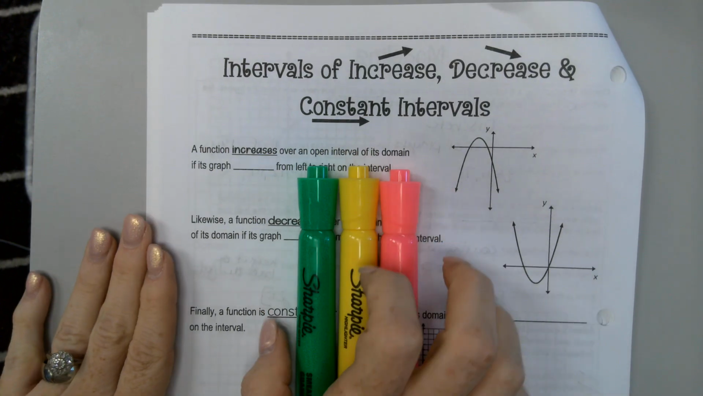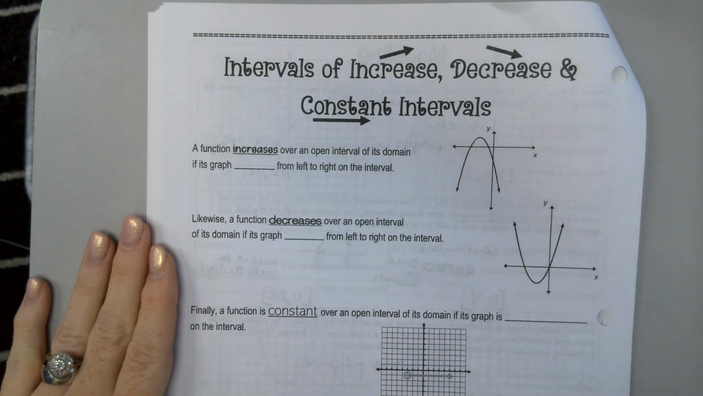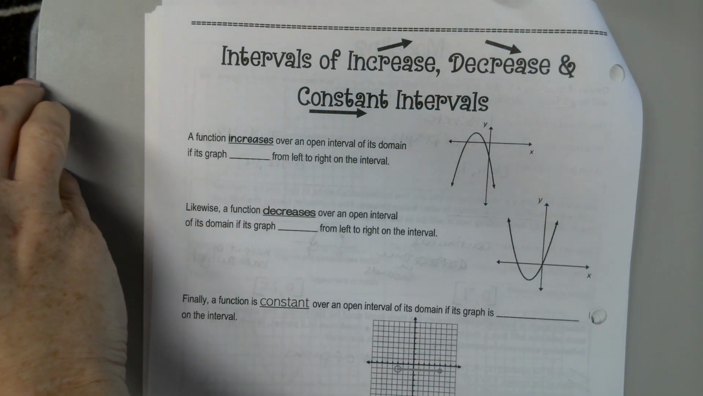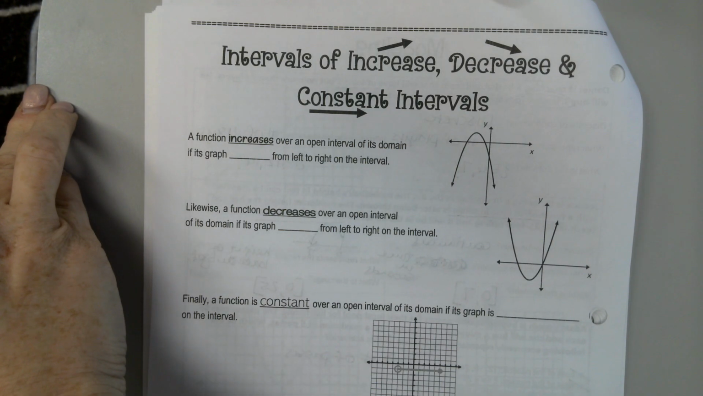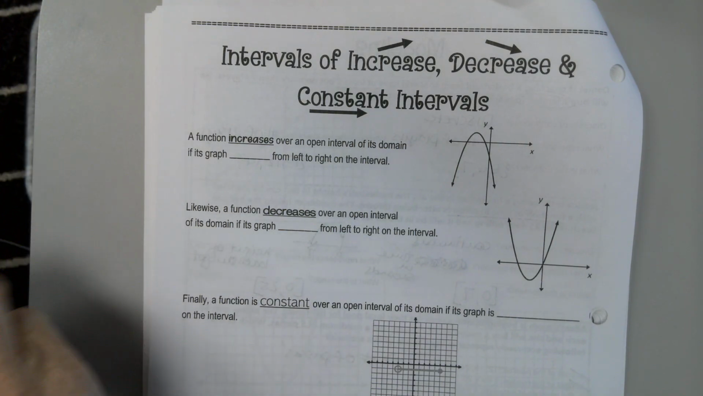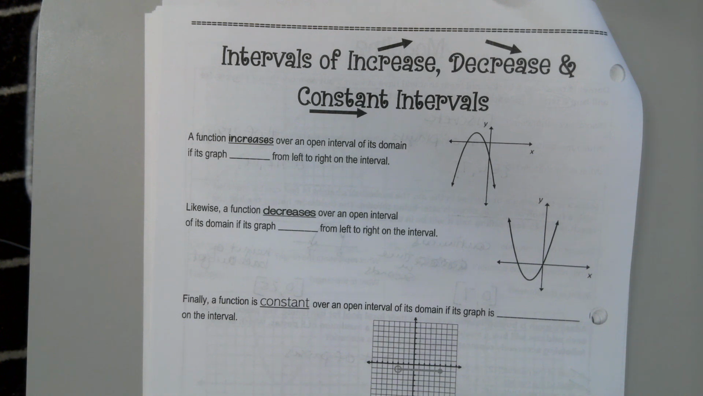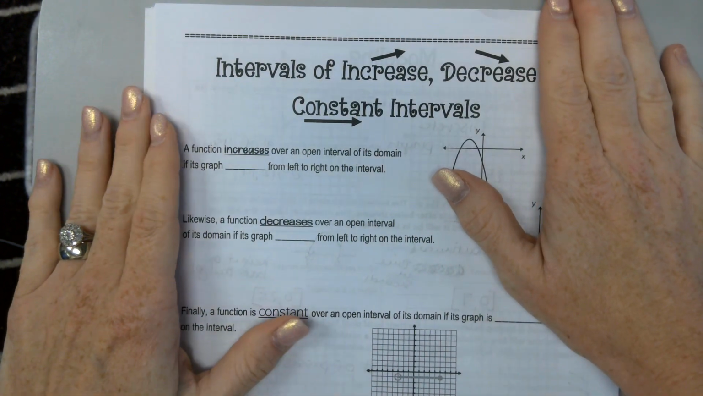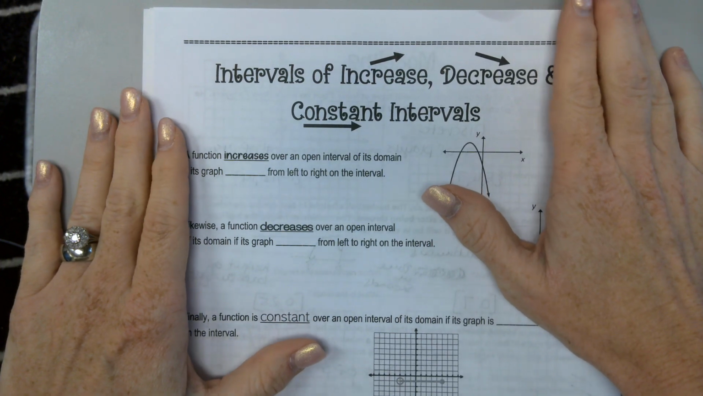Okay. All right, here we go. Today we are looking at intervals of increase, decrease, and constant. Okay? Question. How do you read a book in the United States? Left or right? Japan reads it differently. We're not in Japan, right? In the United States, where we are, we read a book from left to right. We read graphs the same way.